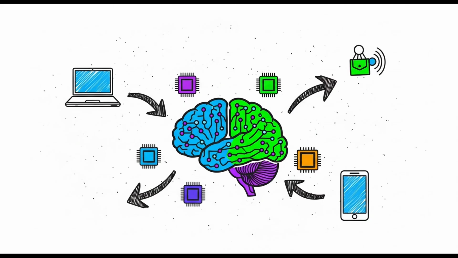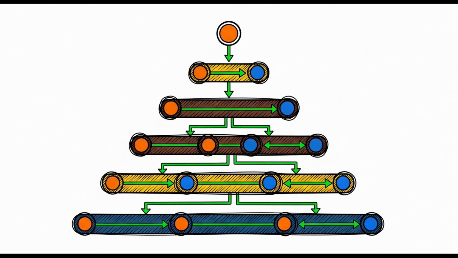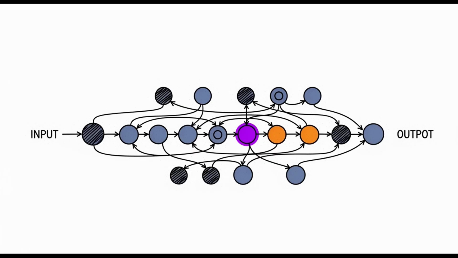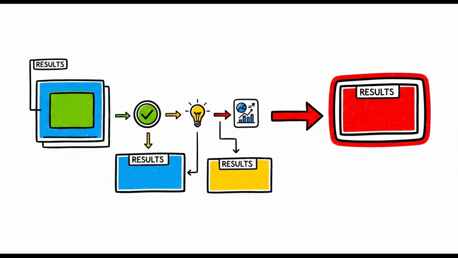A neural network is a digital version of this. It's made up of layers of artificial neurons. Data enters through the first layer called the input layer. It gets processed through one or more middle layers called hidden layers. And it comes out the other side through the output layer as a decision or prediction.